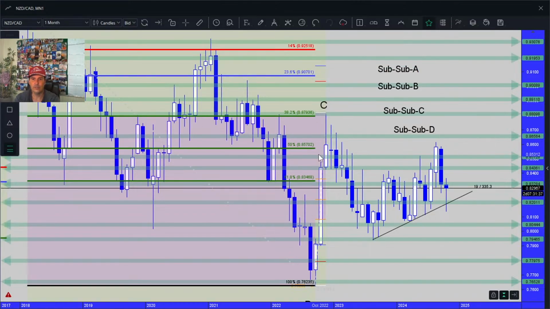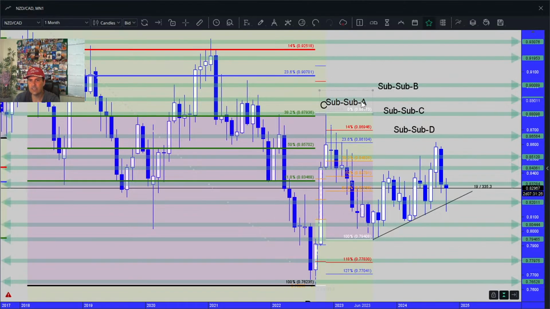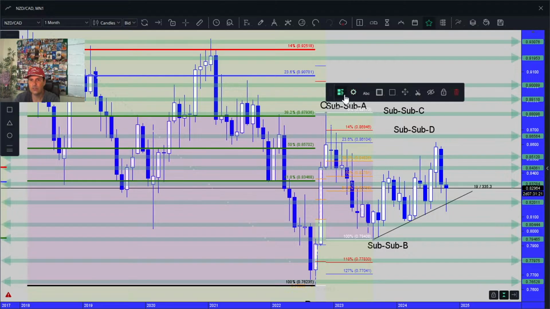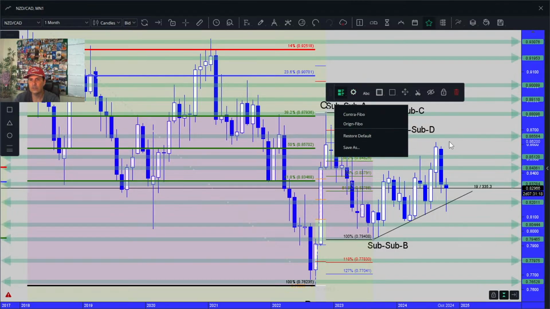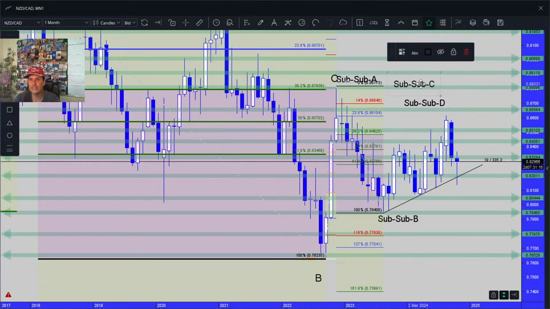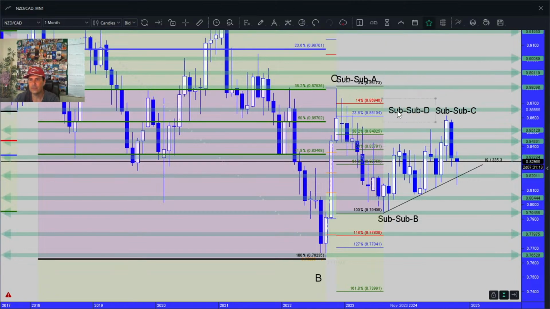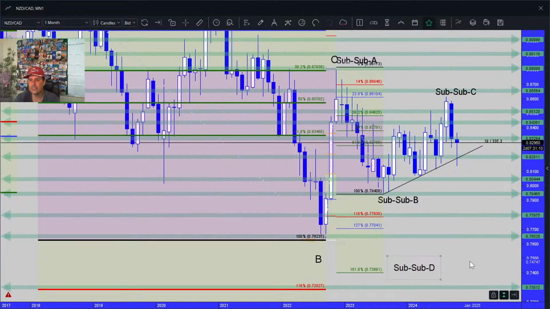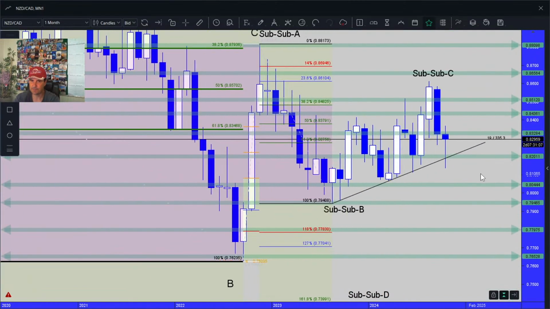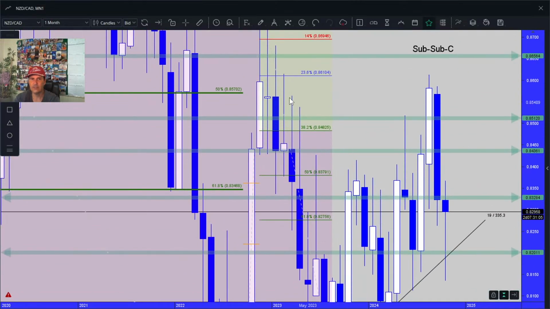So remember, the sub A must be a high, the sub B must be a low as soon as possible. So this is the sub A, and down here is the sub B, and we need to change the colors to the Fibonacci of the confirmation. That's the sub C, and down here is the sub D. Okay, everybody? Exactly, it's not that difficult, right?